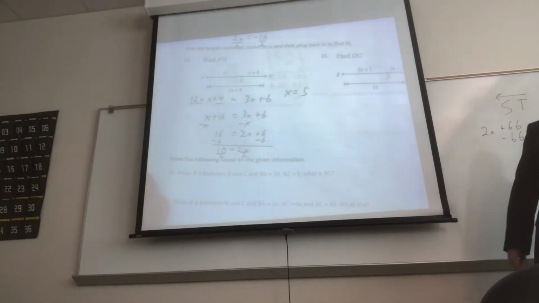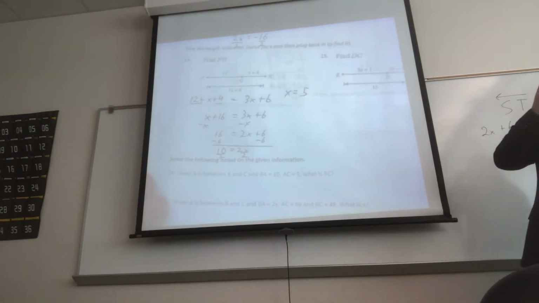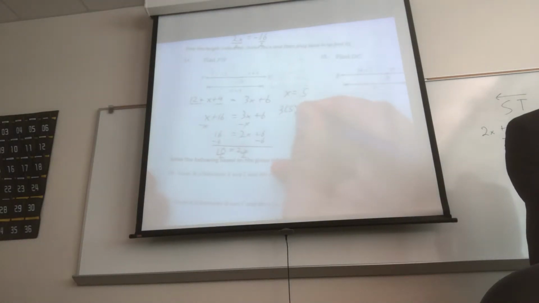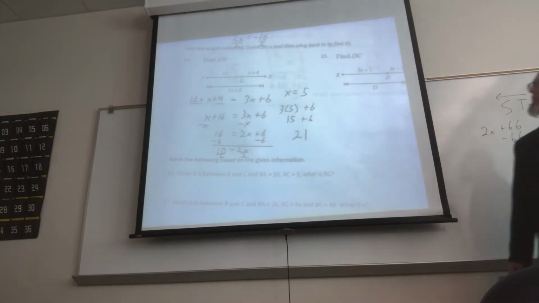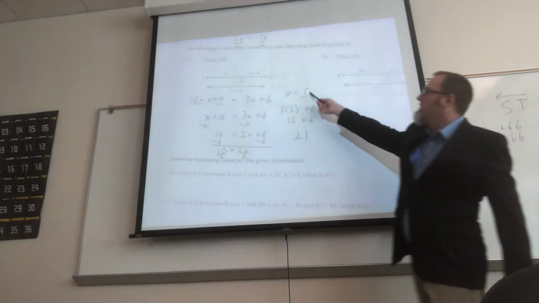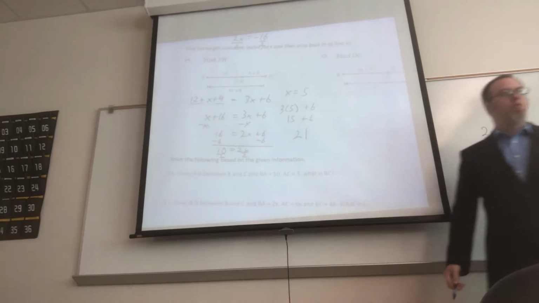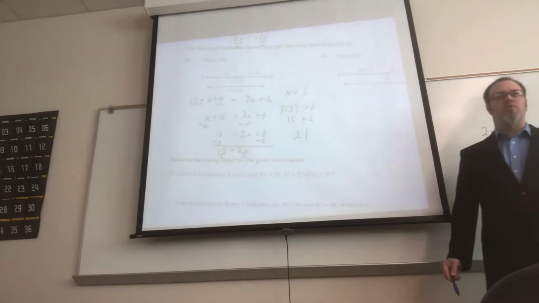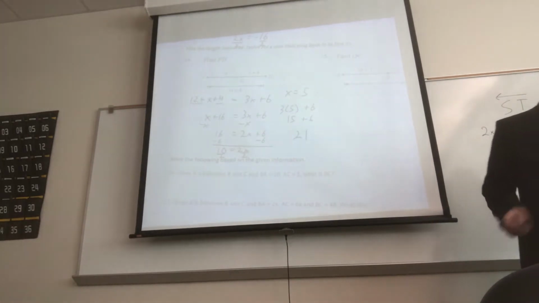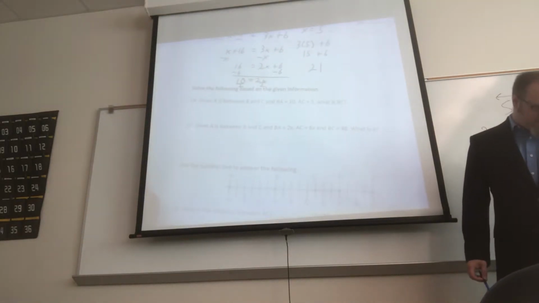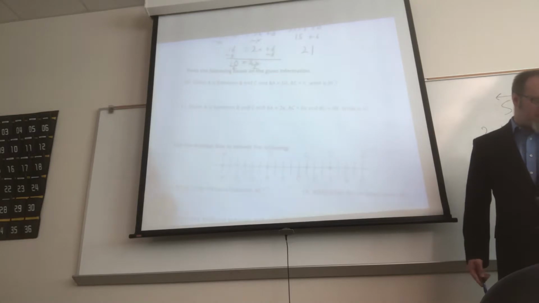I'm not done. It wants me to find the whole thing. I can do that a couple of different ways. I'm just going to say 3 times 5 plus 6, that's 15, plus 6, which is 21. If you check the other way, this x being 5 plus 4 is 9, 9 plus 12 is also 21. So I know my answer checks out because the math works. I'm going to skip number 15 just for the video. Number 16 is a little too easy.